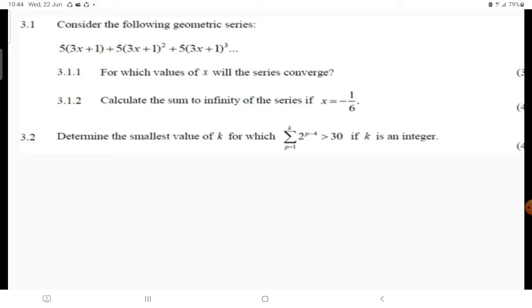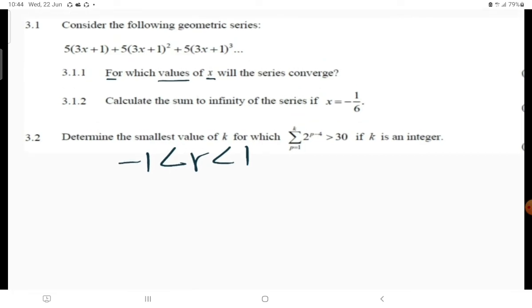Otherwise, we have 3.1.1. I'm not going to go much deeper in this one, because we just did something of this kind recently. Now, what do we have? We have term 1, term 2 and term 3. The first question says, for which values of x will this series converge? We know that for the series to converge, r must be in this interval. So we need to calculate the value of r immediately.